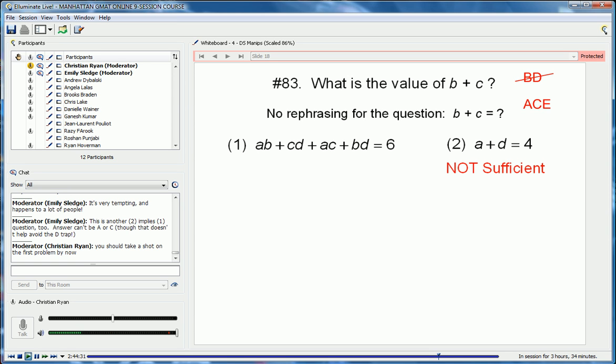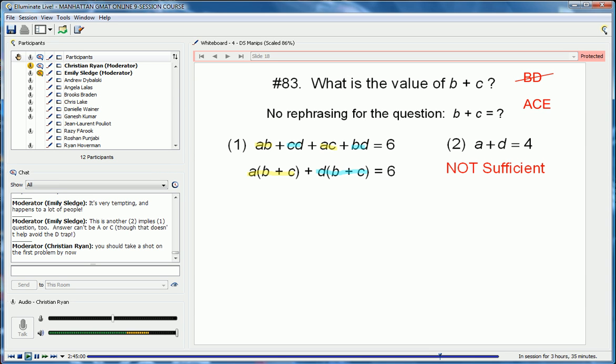But let's go ahead and manipulate this up. So we can pull out an A from the 2 I'm going to highlight here. AB and AC. AB plus AC gives me A times the quantity of B plus C. Likewise, CD plus BD, I can pull a common D out of those.